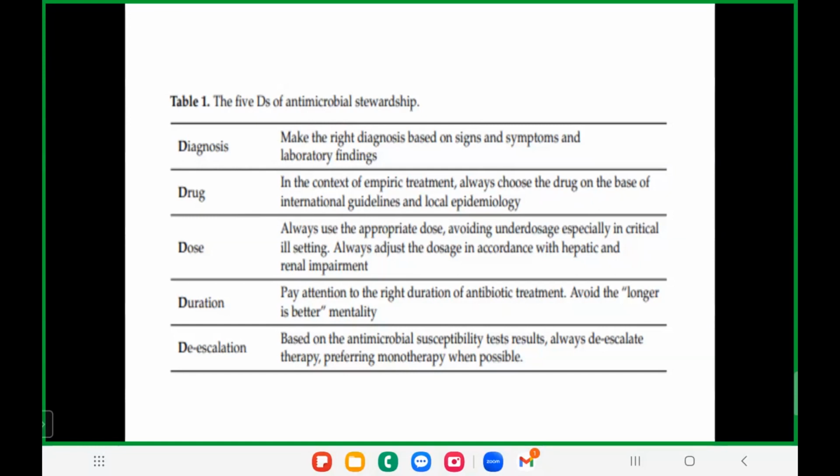So these are the 5 Ds you need to keep in mind when you're dealing with antimicrobial stewardship. Right diagnosis, right drug based on your international guidelines and local epidemiology, correct dose based on the severity of the illness and underlying renal or hepatic impairment, right duration, where the majority should be shorter duration. Don't over-treat or over-prolong the duration. And based on the reports and your clinical response, try to de-escalate.